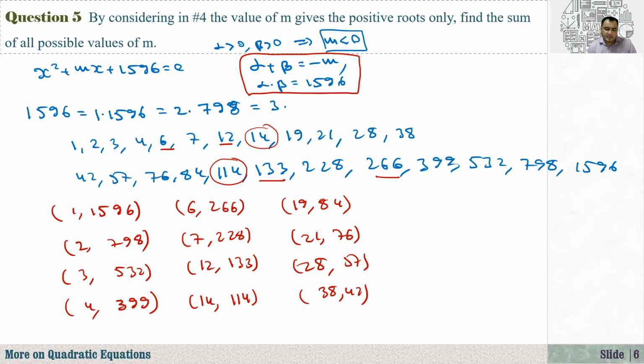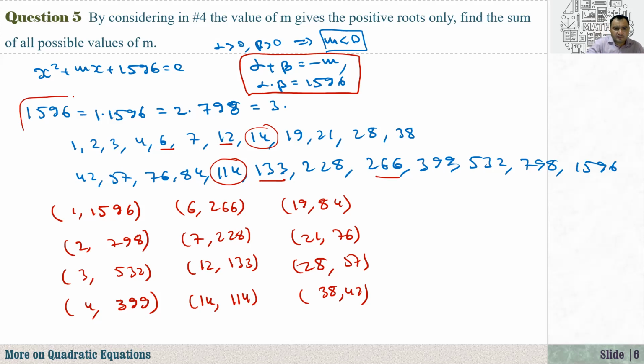So what are these numbers? Actually 1, 2, 3, 4, 6, 7, 12, 14, 19, 21, 28, 38. The first column, right? The second column is from the back: 42, 57, 76, 84, and 114, 133, 228, 266, and so on. If you notice here, actually all of these numbers are just all the factors of 1596.